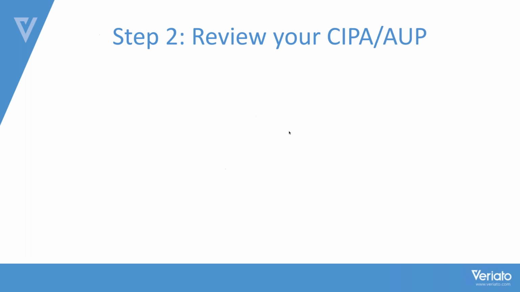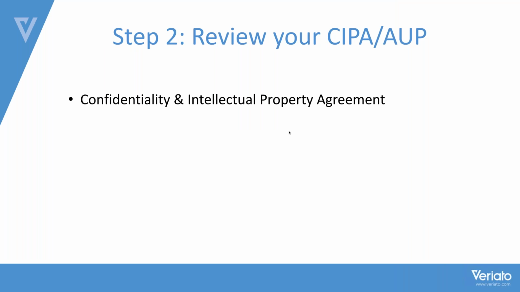The next one is review your CIPA and your acceptable use policy. I'll walk through both of these real quick. The CIPA is your confidentiality and intellectual property agreement. This is a document that usually ends up being a couple of pages, and what it's doing is spelling out to the employee, this is what's ours as far as information goes, this is how you're allowed to interact with it, and this is our expectation of how you're going to work with it.